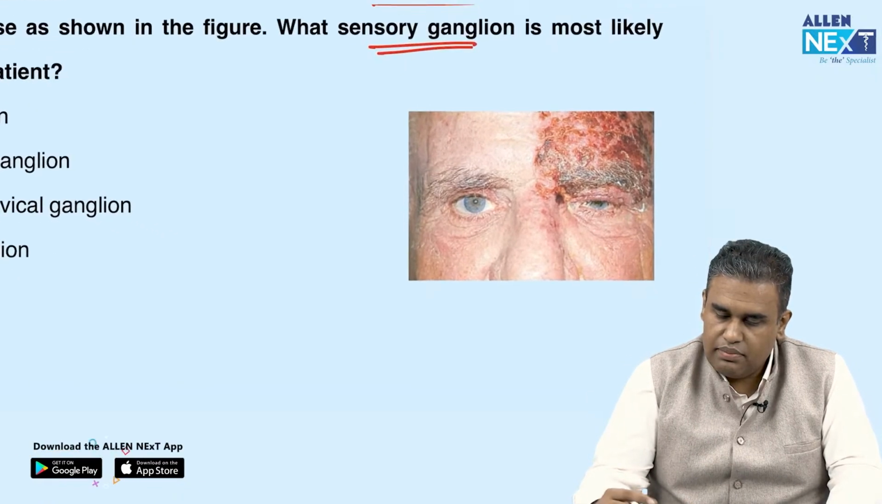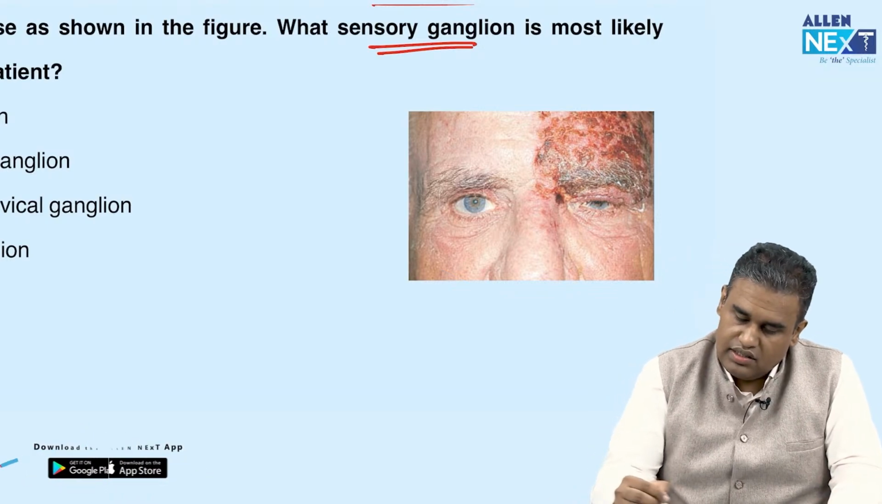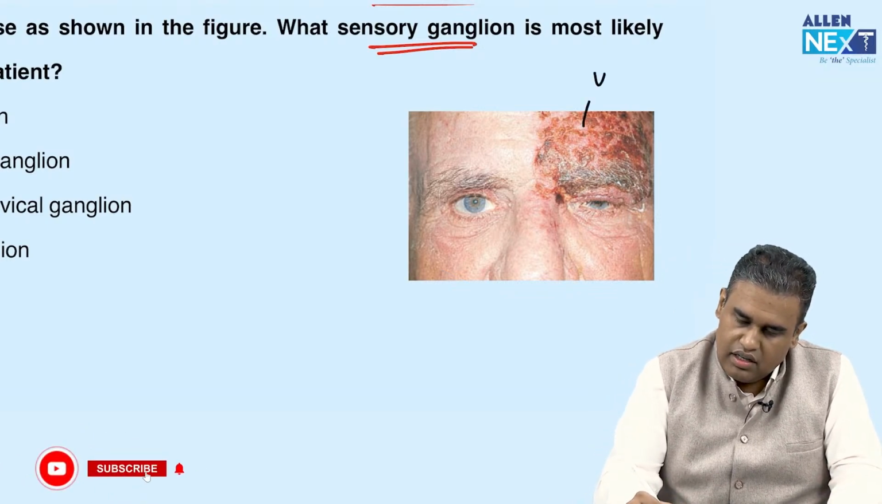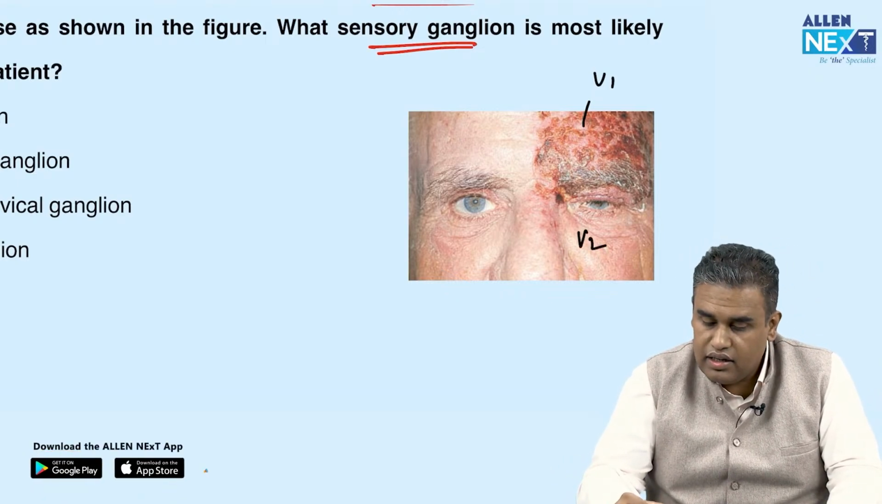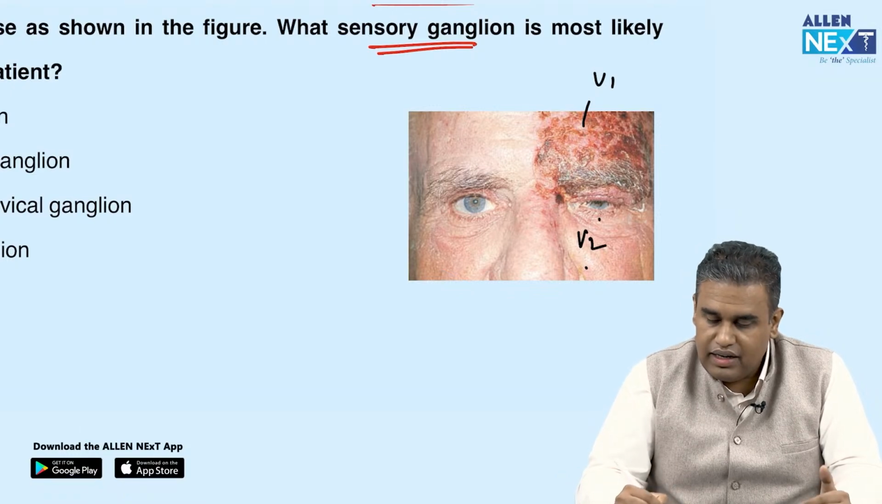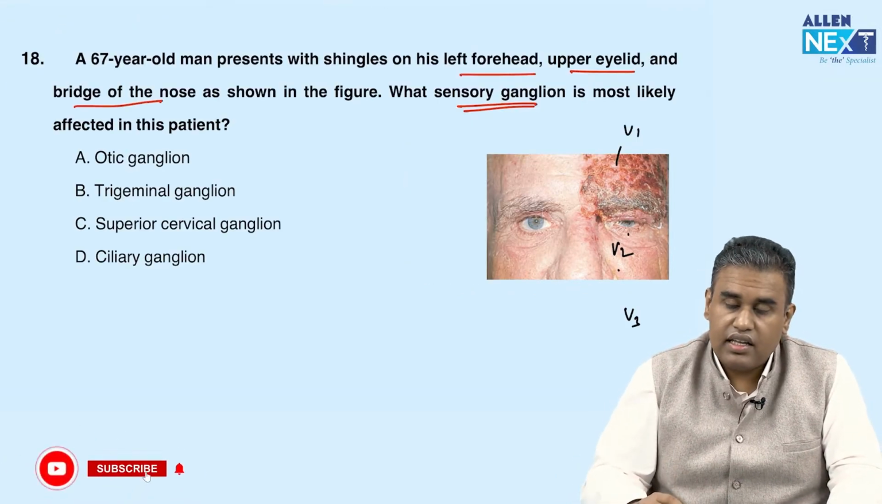So here, if we look at the basics of the anatomy, the sensory supply of the face, this area over here is our territory of V1, ophthalmic. This territory of V2, lower eyelid and upper lip. And mandible over here below, we have the V3. So this is V1, but they are asking you which sensory ganglia.